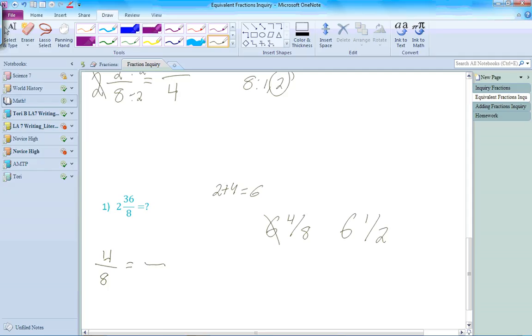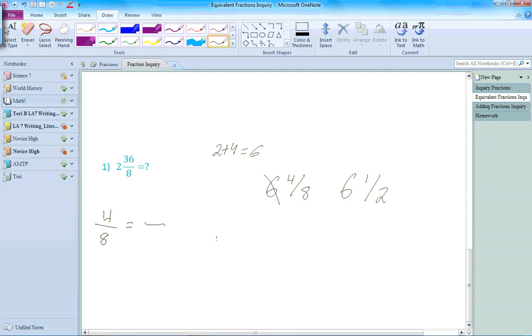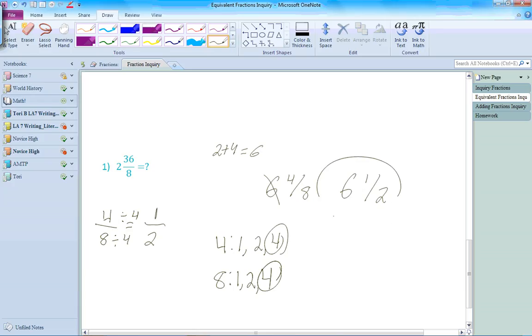Well, 4's factors and 8's factors. 4's are 1, 2, and 4. And 8's are 1, 2, 4. Oh, stop. We found our greatest common factor. Divided by 4. 8 divided by 4 equals 2. 4 divided by 4 equals 1. So we come back to this answer. So that one made sense.